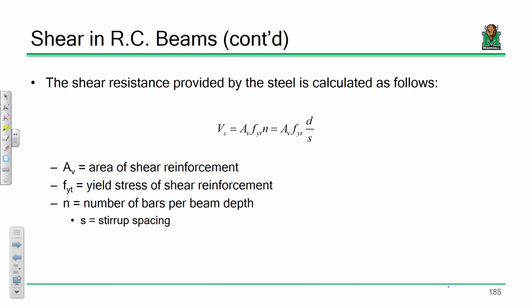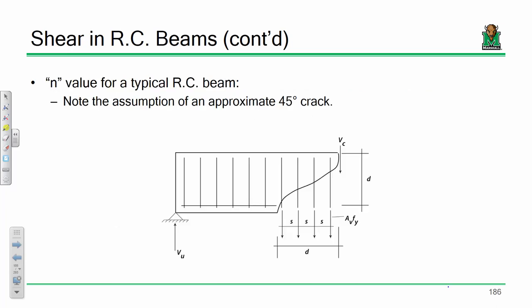So V sub S is computed as follows. What we do is we take the area of the steel, A sub v, times f sub y, times this term d over s. Now, you know what d is, right? d is the effective depth of the beam. But what about s? s is the stirrup spacing. Why do we do d over s? Here's why we do d over s.